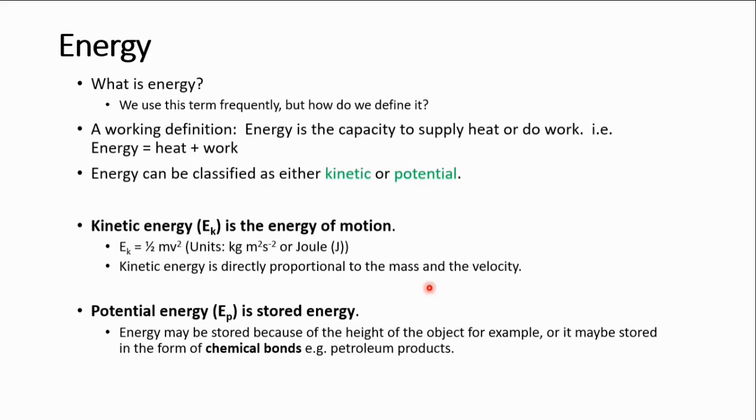Potential energy is stored energy. All right? So energy might be stored as a result of the height of the object, or for example, let's say you have your cell phone on the desk versus on the floor. The cell phone on the top of your desk is of higher potential energy than that which is on the floor. Let me also give you another analogy for stored energy.